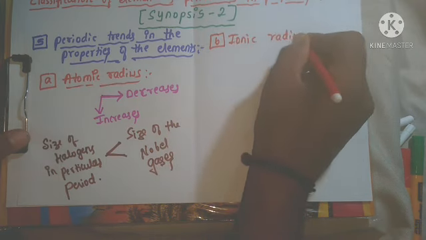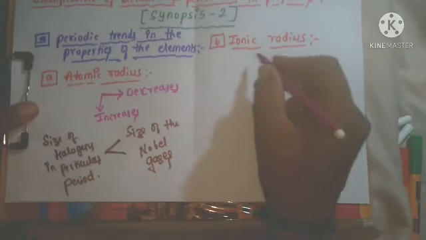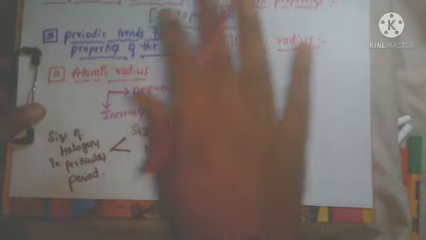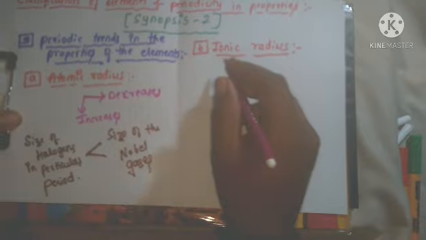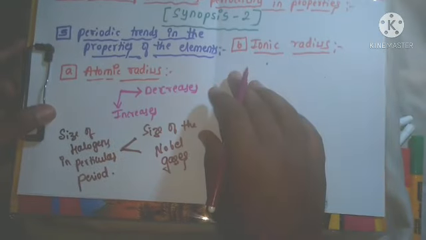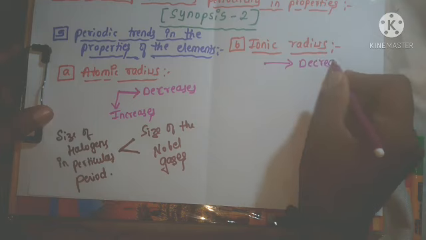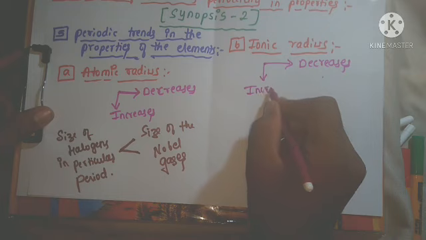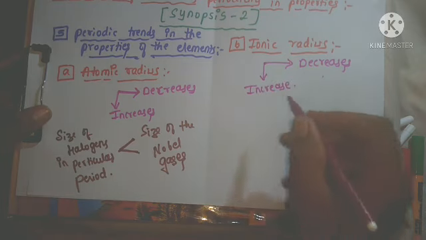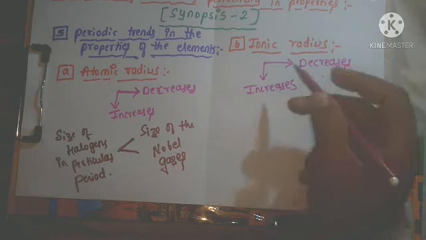Ionic radius. Here it is also very same as that of the atomic radius. It will again decrease along period and increase along group. Ionic radius also decreases along period, increases along the group.